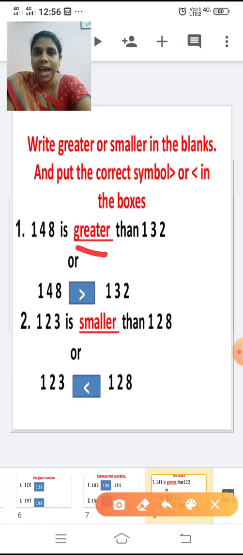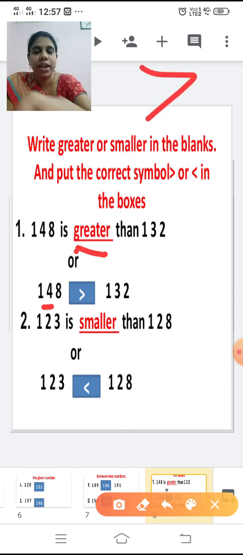G-R-E-A-T-E-R, greater than 132. So write greater in the blank. 148 is greater than 132. Or we can say this like 148. What is the greater than symbol? Just put this symbol. 148 is greater than 132. 148 is greater, right? So 148 is greater than 132.